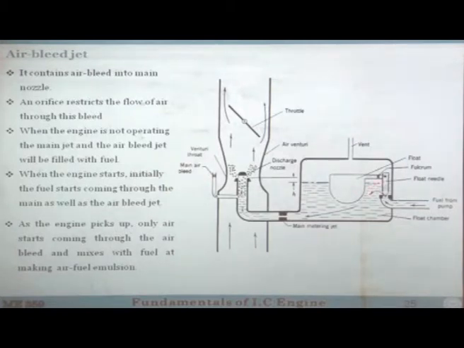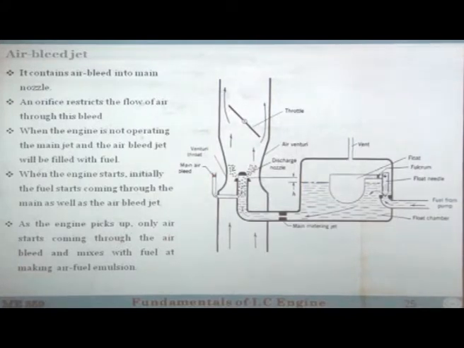Under normal conditions the fuel will be up to here, and in this air bleed also the fuel will be filled up to here. So under normal conditions everything is filled with gasoline. When the engine is not operating, the main jet and the air bleed jet are filled with fuel. When the engine starts, initially the fuel comes out from the main jet. As the engine picks up, only air starts coming through the air bleed.